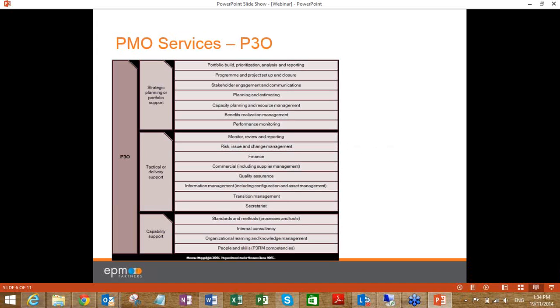And the capability is more into, if you like, enhancements. This is the way I see it. Which is people and skills, the organizational learning, and how we maintain the knowledge, and so on and so forth. So these are the three main areas.